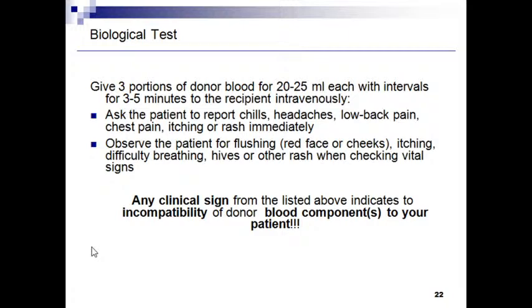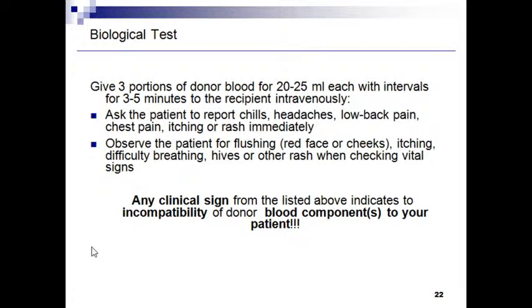And last, biological test. This is an intravenous test, a bedside test. You should give three portions of donor blood, 20 to 25 ml each, with intervals of 3 to 5 minutes to the recipient intravenously. And next, you should observe two very important points.